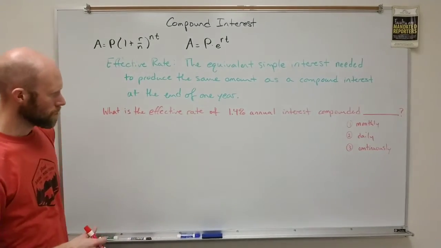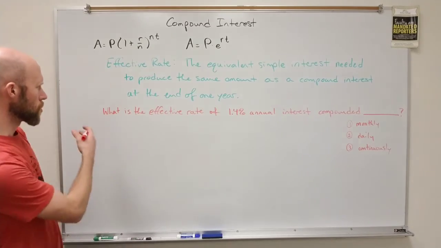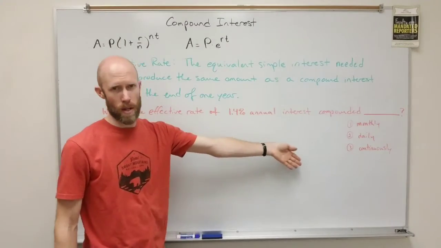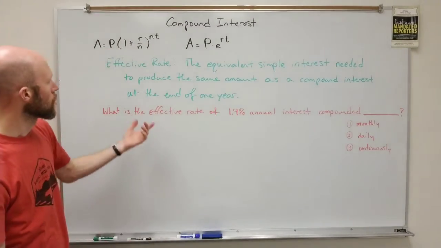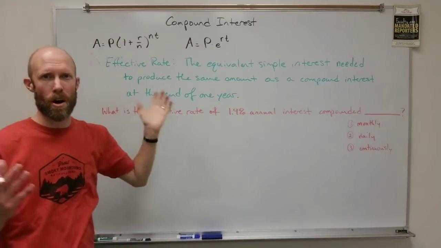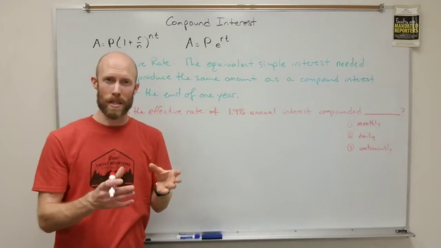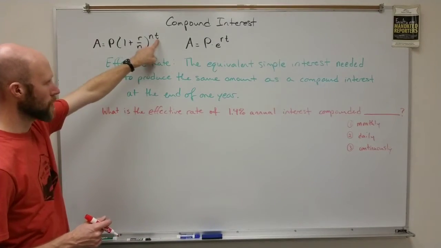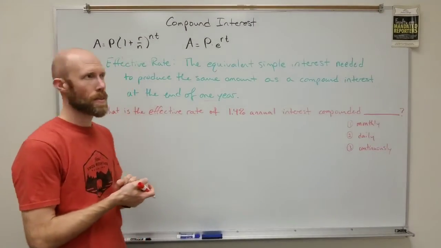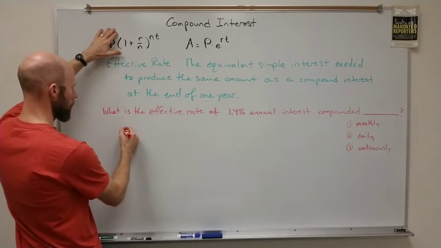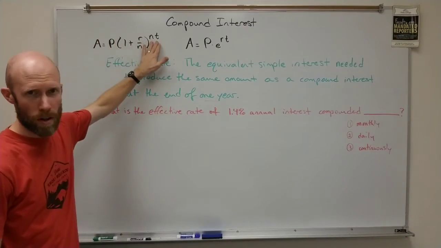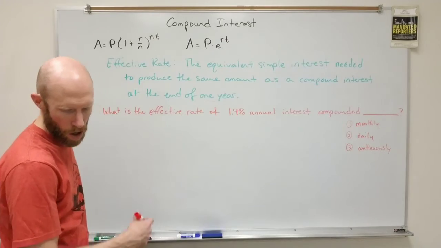Okay. Just as an example, it says here, what is the effective rate of 1.4% annual interest compounded blank? And I've got three options there: monthly, daily, and continuously. Well, to calculate the effective rate, you don't need the principal. The principal is arbitrary here. It could be any amount. It's the rate that's important. You also don't need the time because you're looking for a 1 year period, so the time is really just one. So what you're looking at for the effective rate is the rest of the formula. Take the P out, put a 1 in for T, and that gives you almost your effective rate.